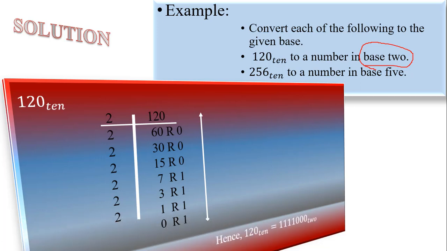So 120 base 10 is actually 1 1 1 1 0 0 0 base 2. So I've converted 120 base 10 to a number in base 2. Let's look at the next example. 256 base 10 to a number in base 5. Let's look at it.